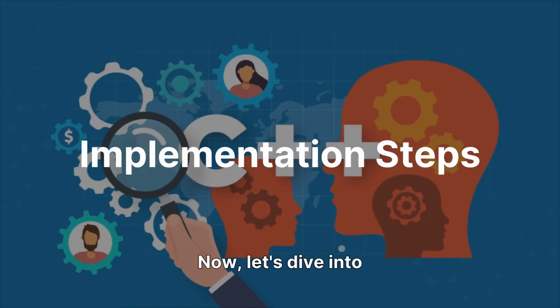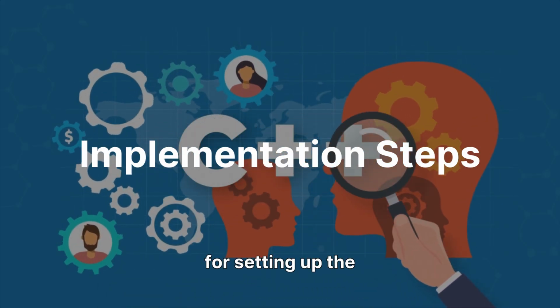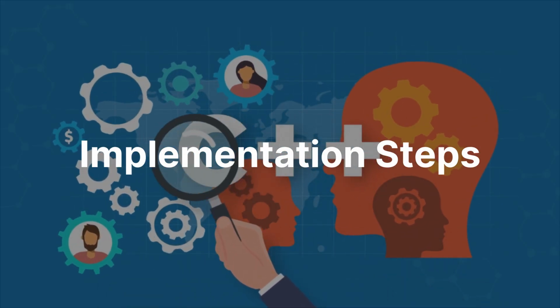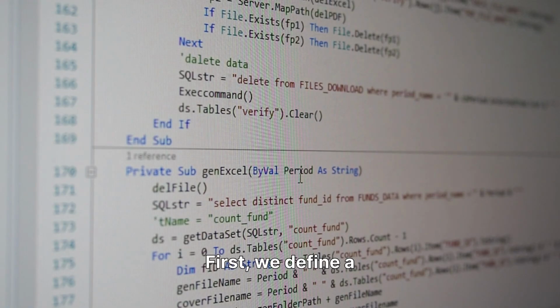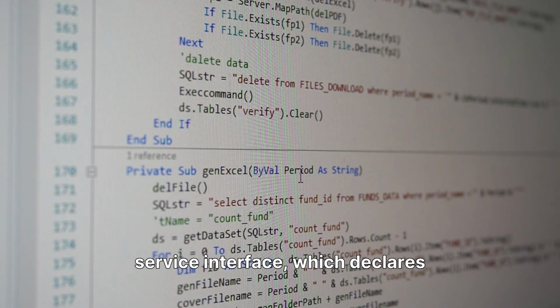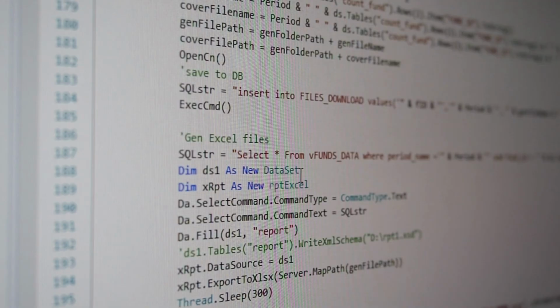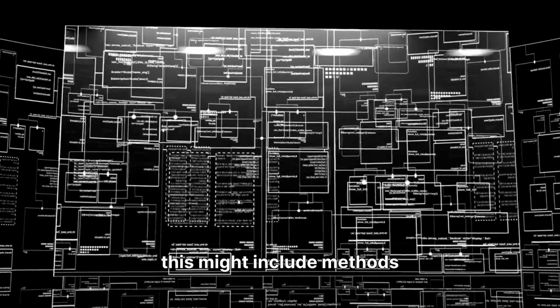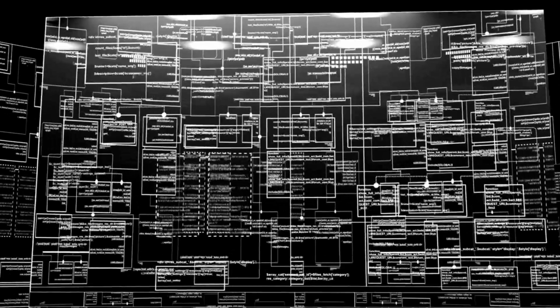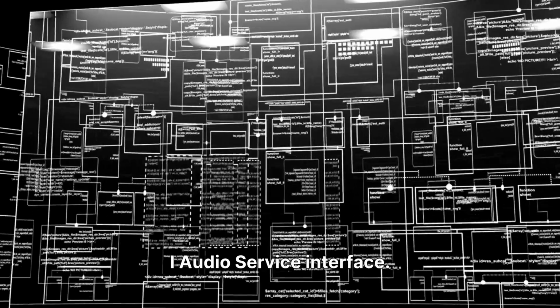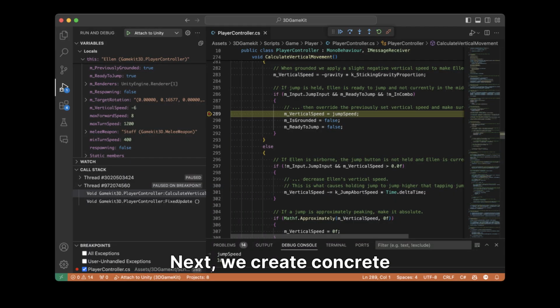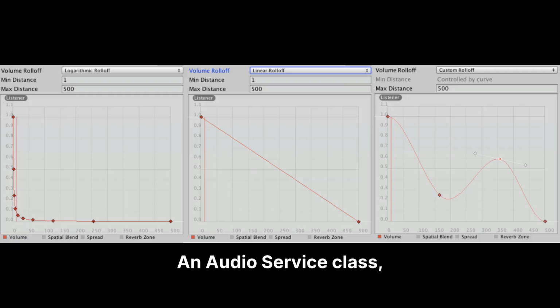Now, let's dive into the practical implementation steps for setting up the Service Locator pattern in Unity. First, we define a service interface, which declares the methods our service will implement. For an audio service, this might include methods like play sound and stop sound within an audio service interface. Next, we create concrete classes that implement these service interfaces. An audio service class, for instance, would implement audio service and use Unity's audio source to play sounds.